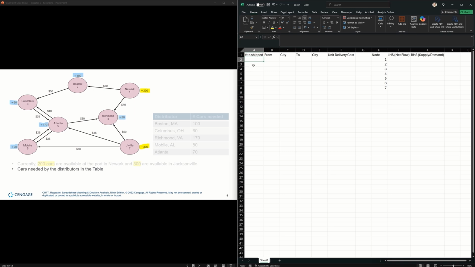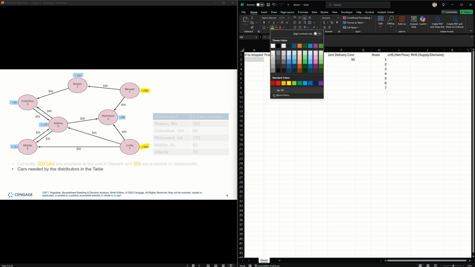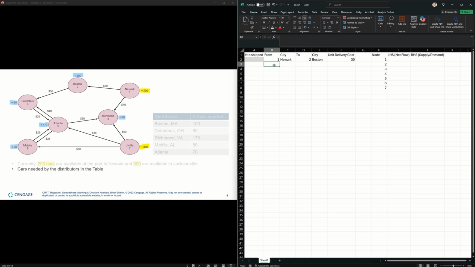So we have a route from node 1, and if I want to be a little bit more specific here, I would call this Newark, to 2, Boston, and the unit delivery cost is, as we can see, from 1 to 2, that is $30. All right, and then here, that's the decision variable, right? Remember? Now, then we have from 1 to 4. Again, this is from Newark. This time it's to Richmond. And the unit delivery cost is $40. So $40 per car.